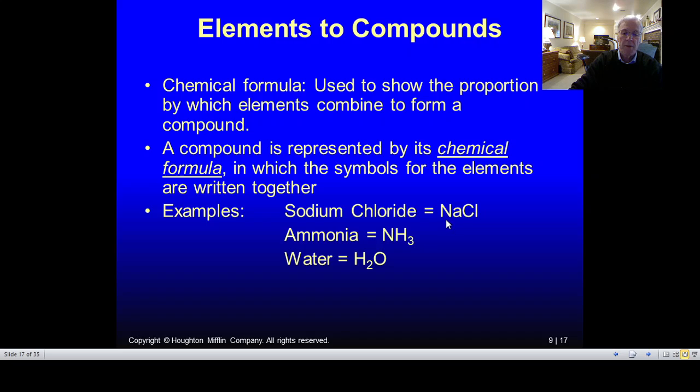Here's the reason why. You can see when you look at the formula for the compound sodium chloride, there are only two capital letters, the N of the Na and the C of the Cl. So at a glance you can see that there are two capital letters, and therefore there are two elements in this compound. And that's why we only capitalize the first letter, so that we can at a glance see how many elements are in a compound. In ammonia, there's two capital letters, so there's two elements. In water, H2O, there's two capital letters, so there's two elements.